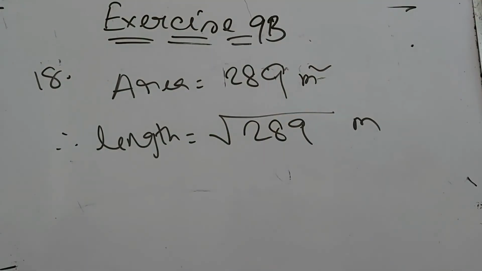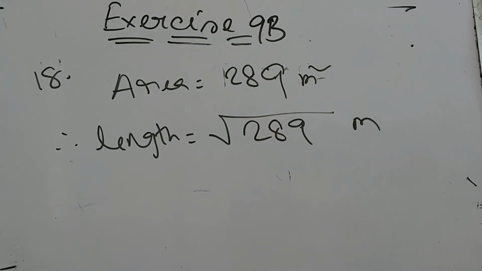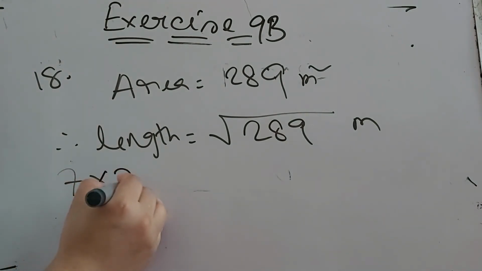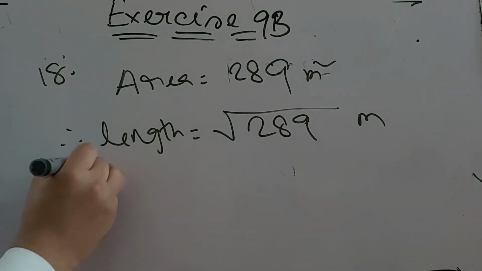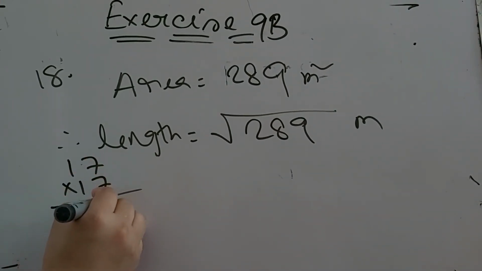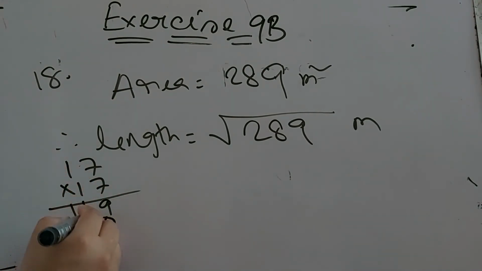First of all, 289. If you see the units digit of 289, you will see that it is 9. Now if we do the multiplication of the same number, that means 5 times 5 is 25, 6 times 6 is 36, 7 times 7 is 49. So when we multiply 7 times 7, we get the units digit 9. So I think the answer's units digit will be 7. So if we multiply 17 times 17, what will happen? 7 times 7 is 49, so there is a 9 here, 4 will be on our hand. 7 times 1 is 7, plus 4, that is 11. There is a 0 here, and then 7 plus 1 is 8, 1 plus 1 is 2.